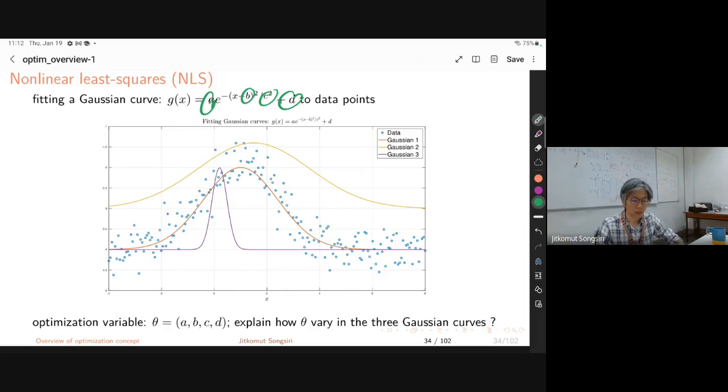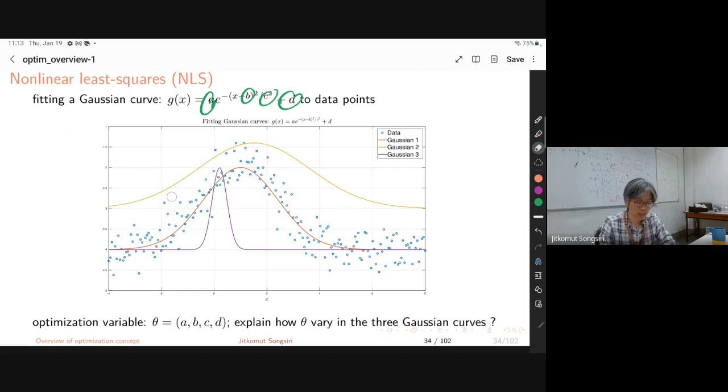Go back and look again. I have three Gaussian curves: the purple, the orange, and the yellow. How are the parameters of the Gaussian curve different from each other in these three curves? That's not hard.